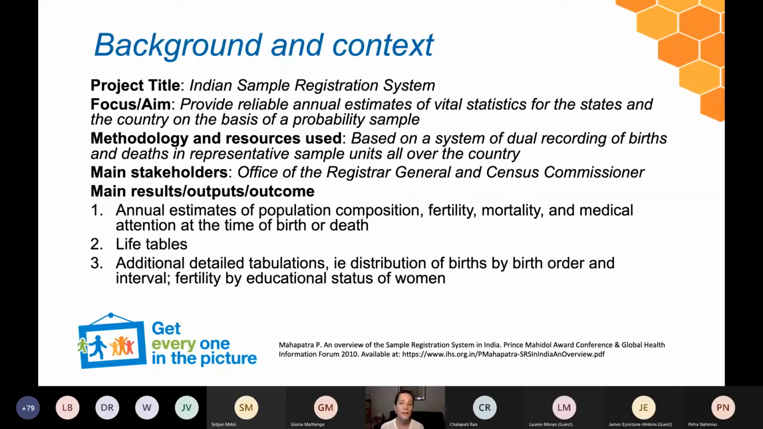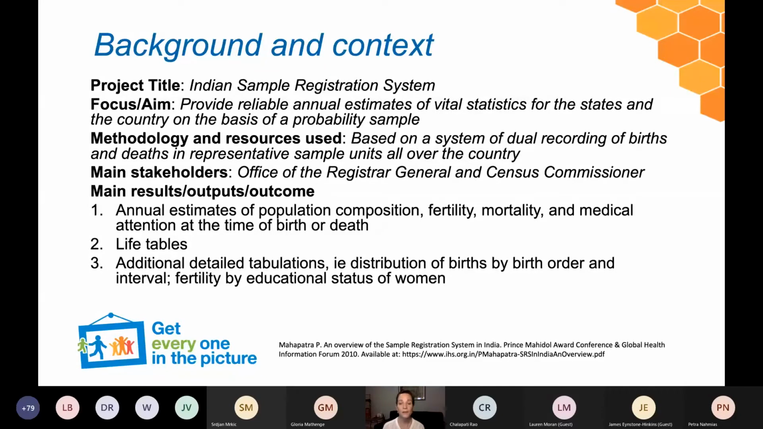India is a very large and diverse country with an estimated population of just under 1.4 billion in 2019, according to World Bank estimates. The civil registration system is decentralized and does not capture all births and deaths. So starting in the 1960s, or really the 1970s, the Office of the Registrar General and Census Commissioner supported the implementation of the Sample Registration System, which I will call SRS for short.